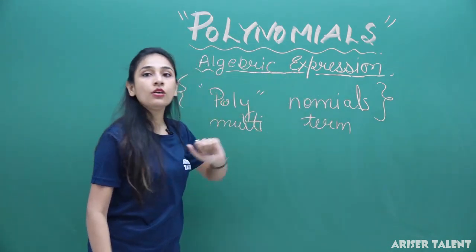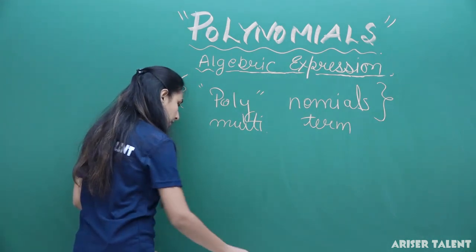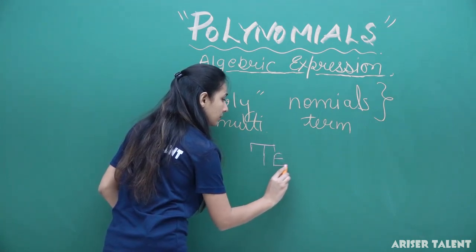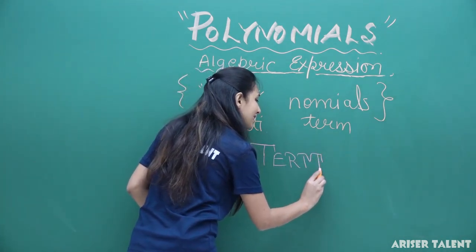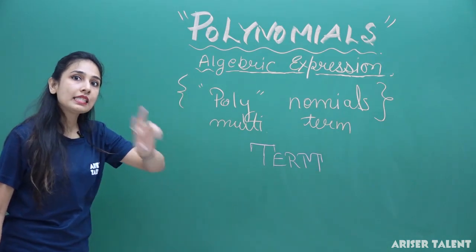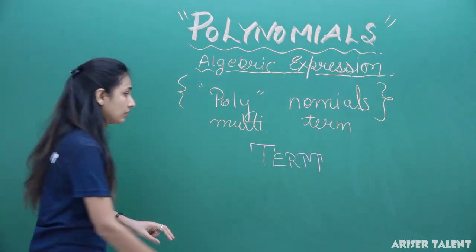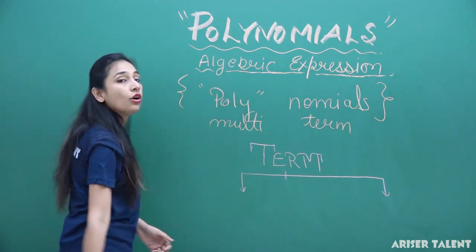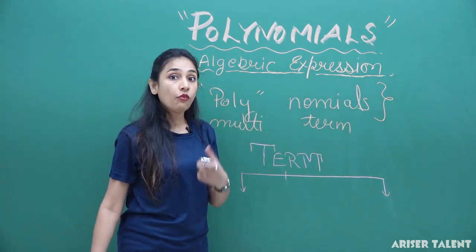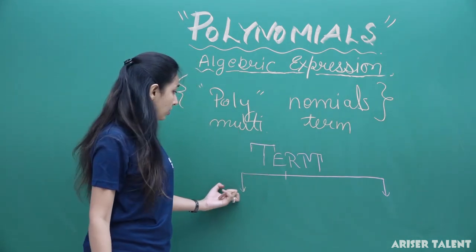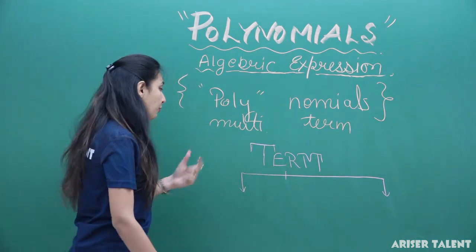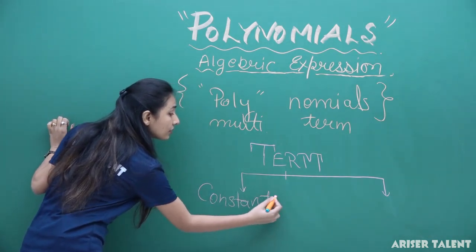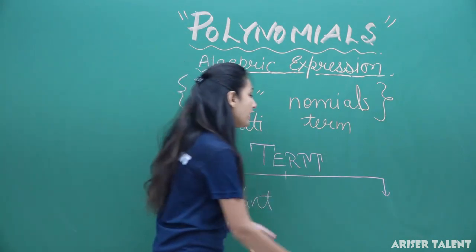Now what is the meaning of term here? Term, this is important. Basically this term consists of two things. And what are the two things that the term has? The first one is constant, and the second part of it is variable.